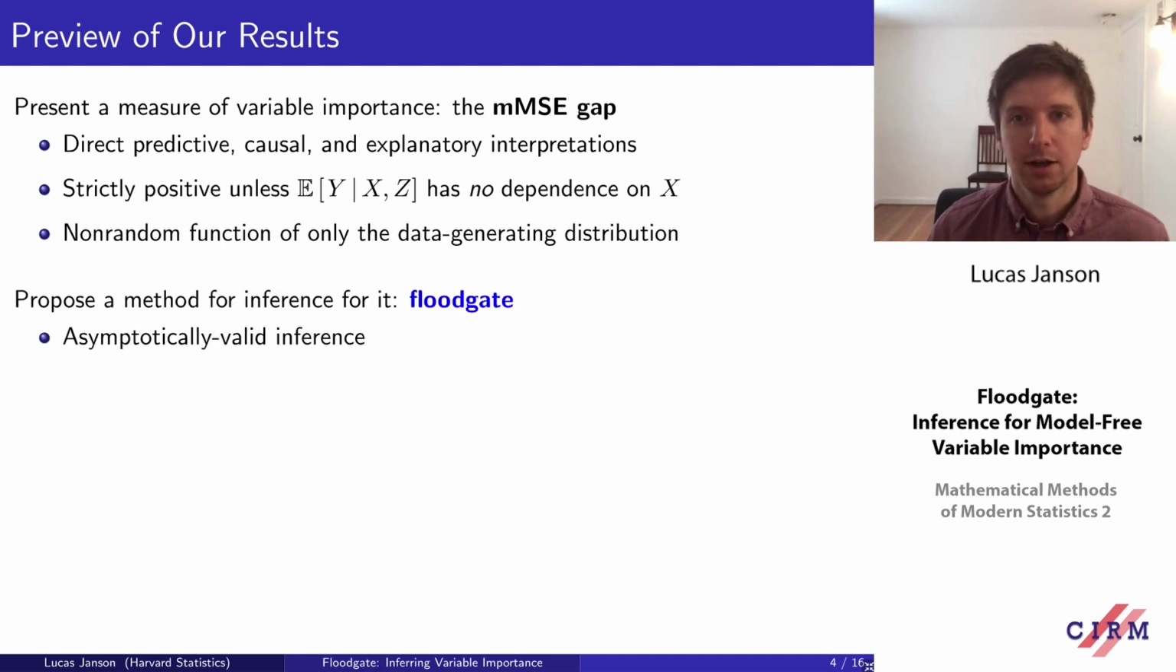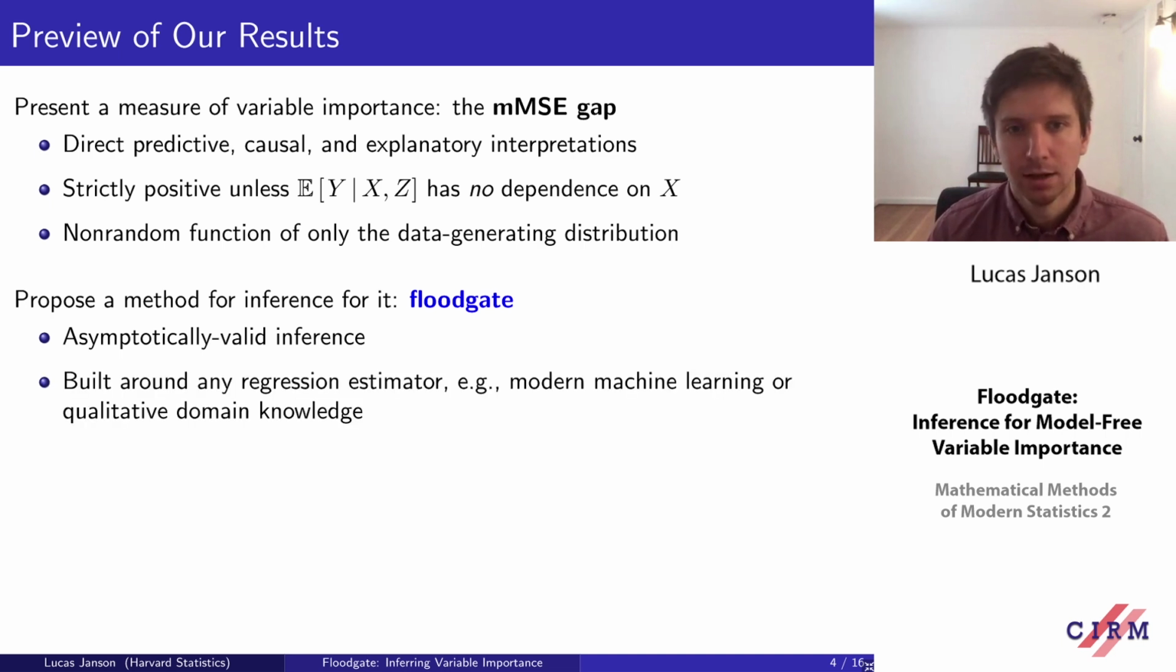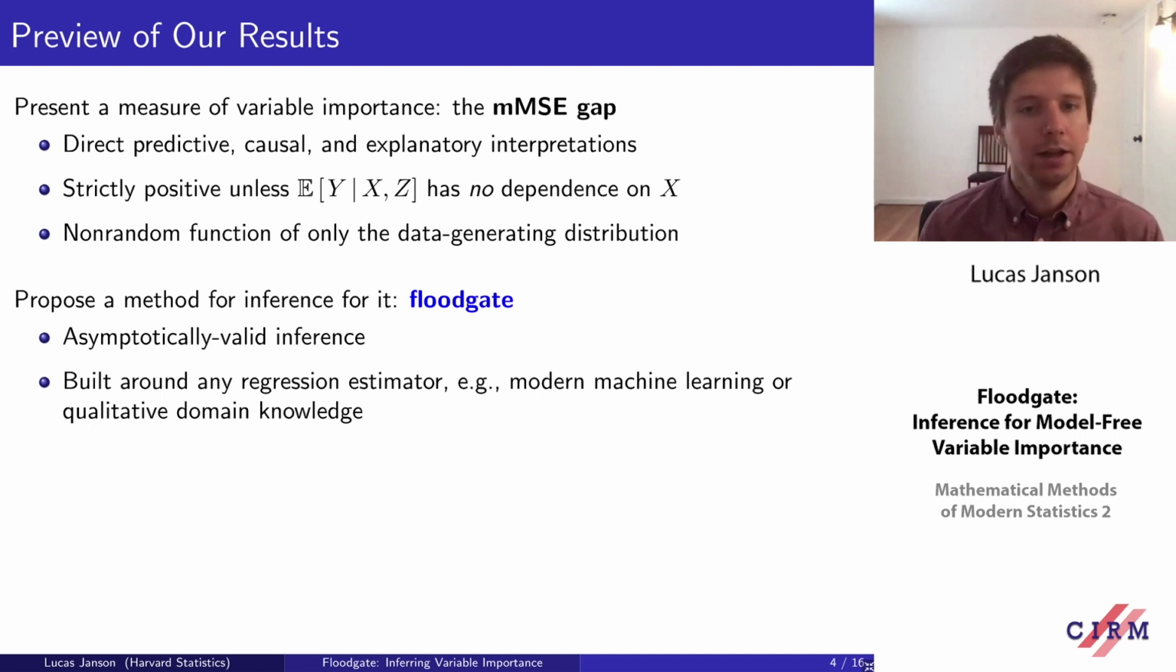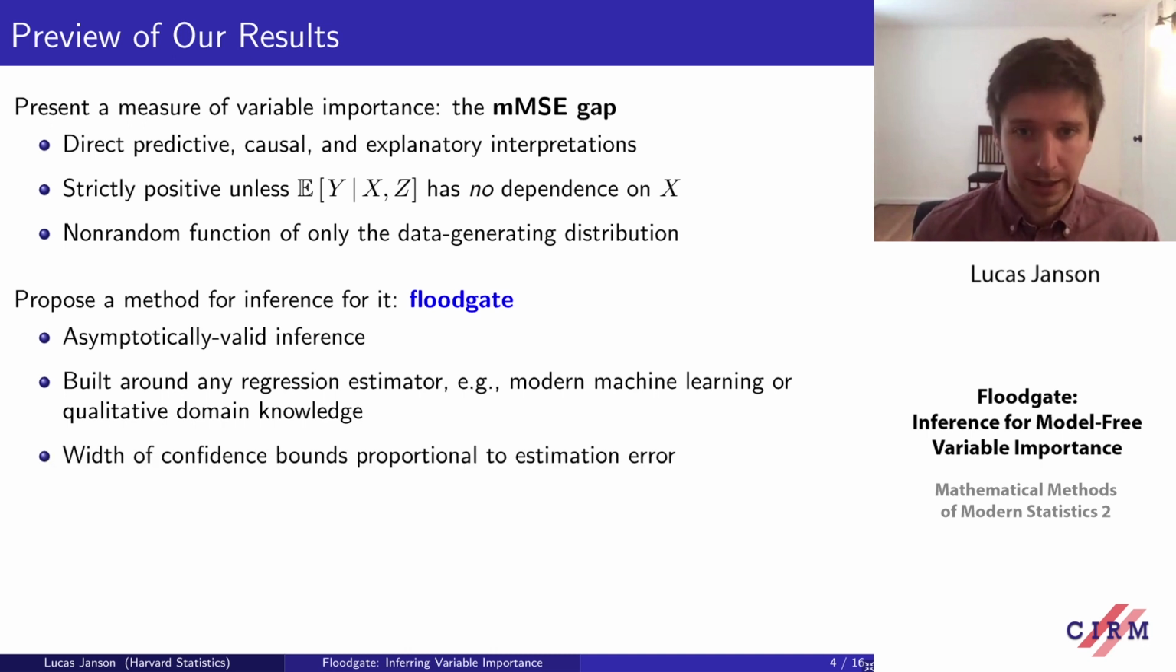And once we have our estimand, the thing we care about, we're going to propose a method for inference for it, which I call Floodgate. It's going to provide asymptotically valid inference. And it's actually going to be flexible enough to serve as a wrapper. It's going to be a method that can take in any regression estimator. It could come from machine learning, it could come from some specific domain knowledge or mechanistic model, but any estimator you want, Floodgate serves as a wrapper around it and can take advantage of the estimation error in that regression estimator to get as small width of confidence bounds as possible.